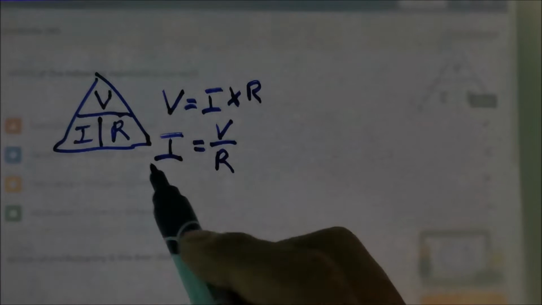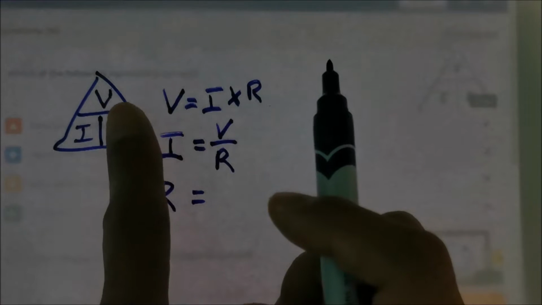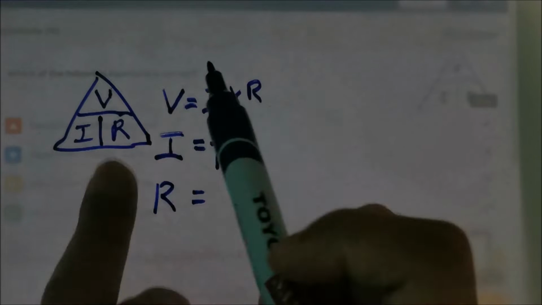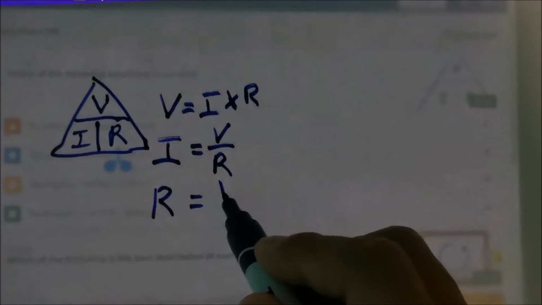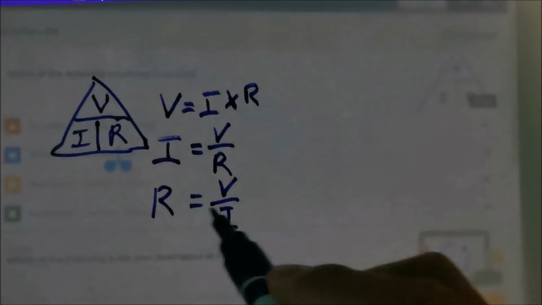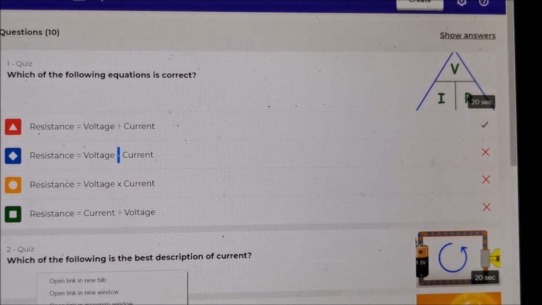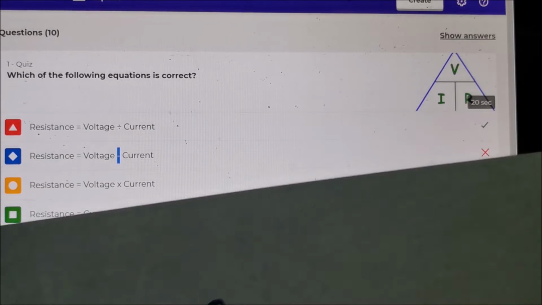Alright, if you want R, you write R equals what? You cover the R, you are left with V over I. V over I. So resistance is actually equal to voltage over current. Now, what is the correct answer? The correct answer, of course, is resistance equals voltage divided by current.